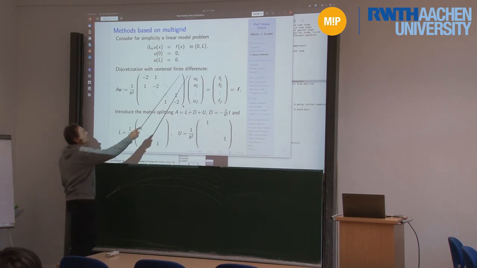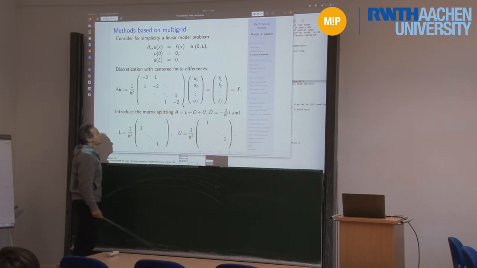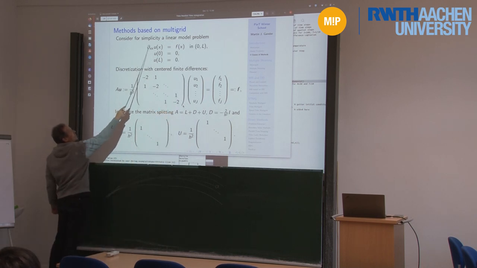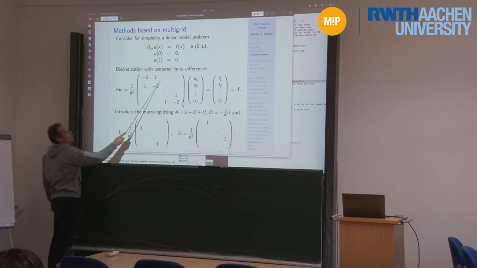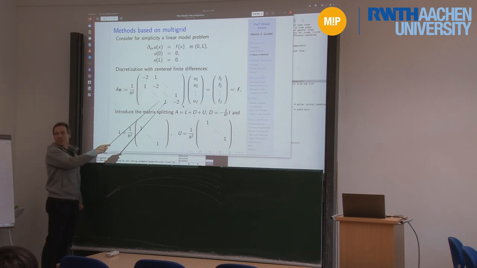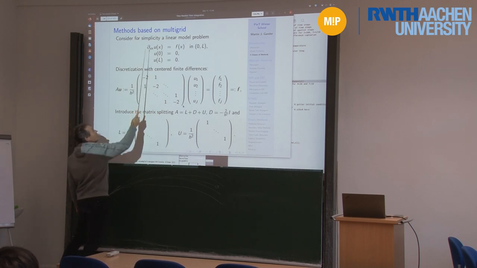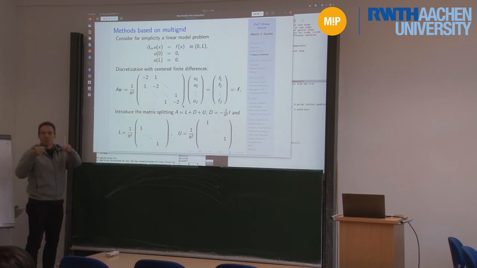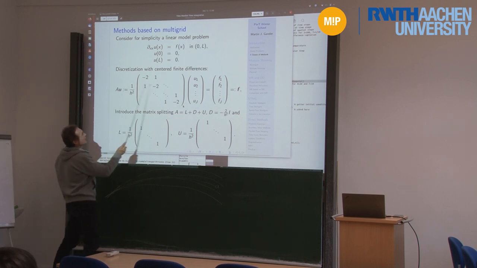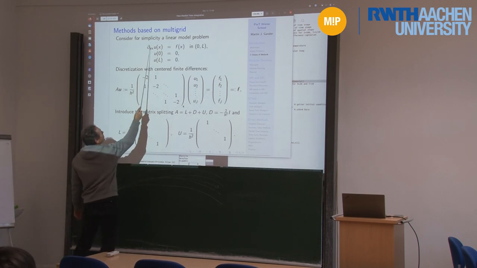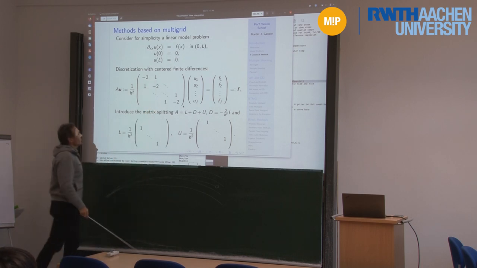So I impose a grid on this interval. I impose grid points. I discretize the Laplace operator with finite differences. This gives a 1, minus 2, 1 stencil. Everybody seen this stencil? I think this stencil you've seen, right? This is just a discretization of this second derivative by a double difference to the left and to the right. So I get the equivalent discrete problem to this continuous problem here.